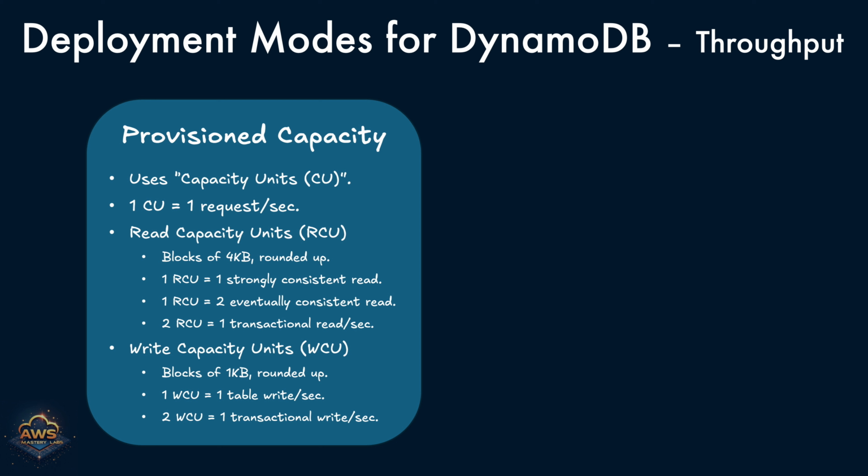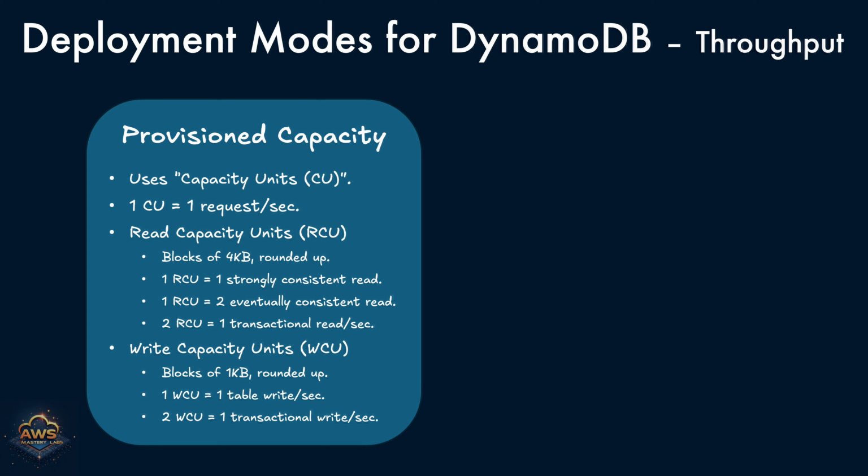Each RCU allows you to perform one strongly consistent read per second for an item up to 4 kilobytes in size. If you opt for eventually consistent reads, which return data with slightly relaxed consistency guarantees, you get double the throughput. That is, one RCU supports 2 eventually consistent reads per second. For transactional reads, which ensure full ACID compliance, the cost is higher. Each transactional read consumes 2 RCUs per item per second.